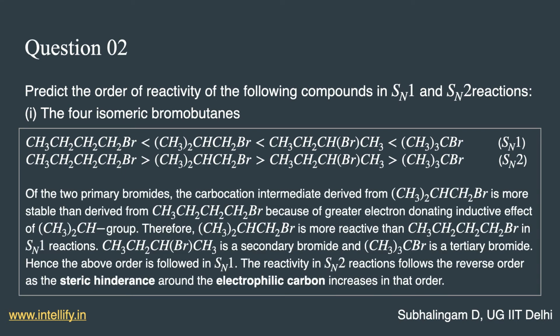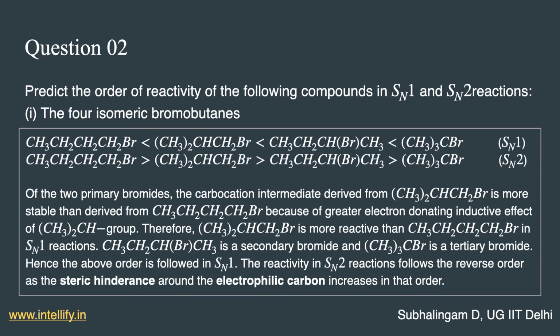Of the two primary bromides, the carbocation intermediate derived from (CH3)2CHCH2Br is more stable than that derived from CH3CH2CH2CH2Br because of greater electron donating inductive effect of the (CH3)2CH group. Therefore, (CH3)2CHCH2Br is more reactive than CH3CH2CH2CH2Br in SN1 reaction. CH3CH2CHBrCH3 is a secondary bromide and (CH3)3CBr is a tertiary bromide. Hence, the above order is followed in SN1.